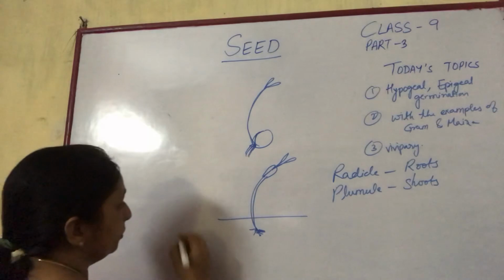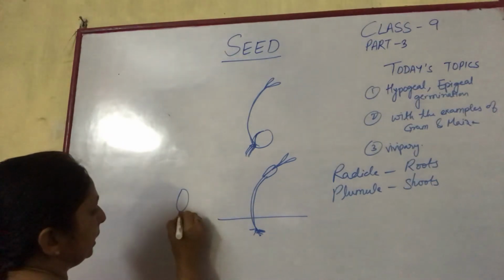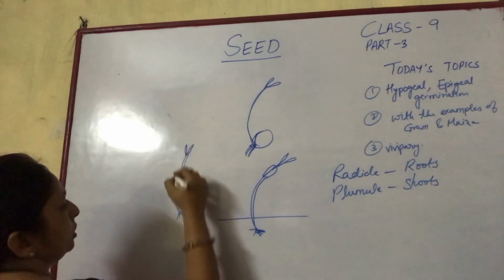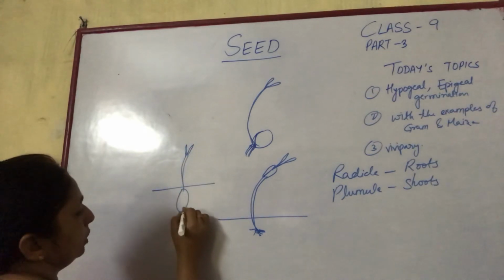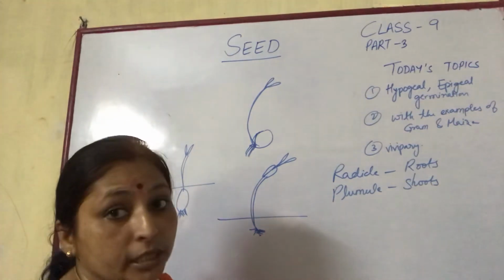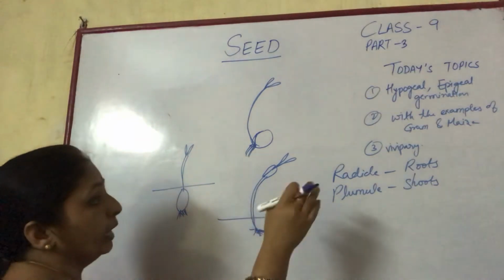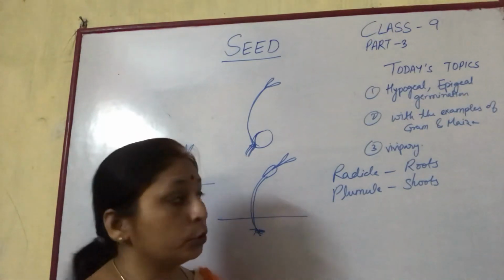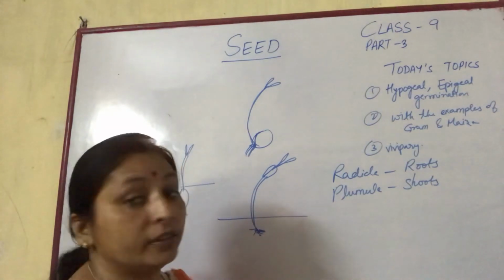Now, in the case of maize seeds, they remain underground and the leaf and shoot develop like this. So the germination type is hypogeal germination in maize, while in the case of gram the germination is epigeal. So there are two types.